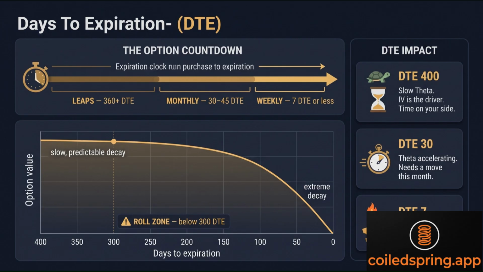DTE 30, a monthly option. Theta is now accelerating hard. The stock needs to move this month in the right direction. Every week that passes without a move is a week of compressing value. You're not fighting the market anymore. You're fighting the clock too.